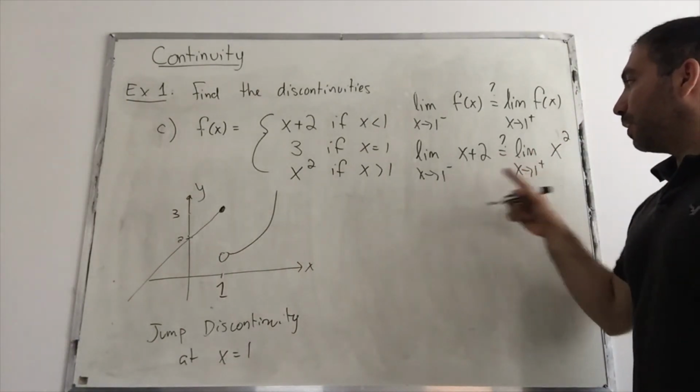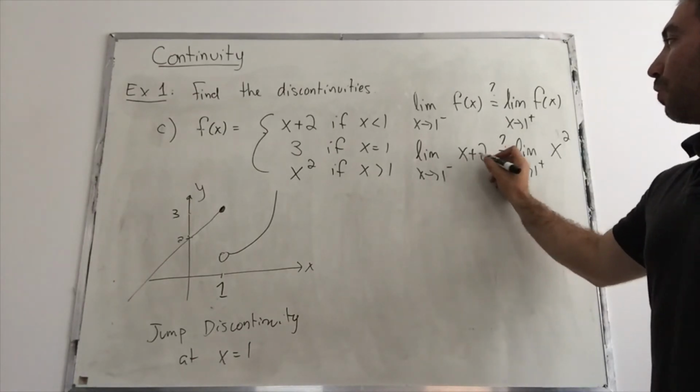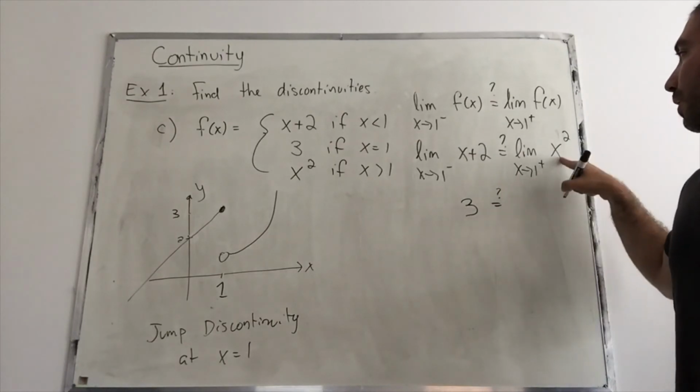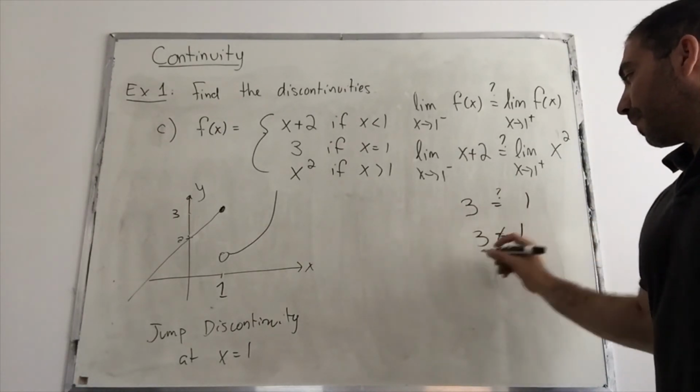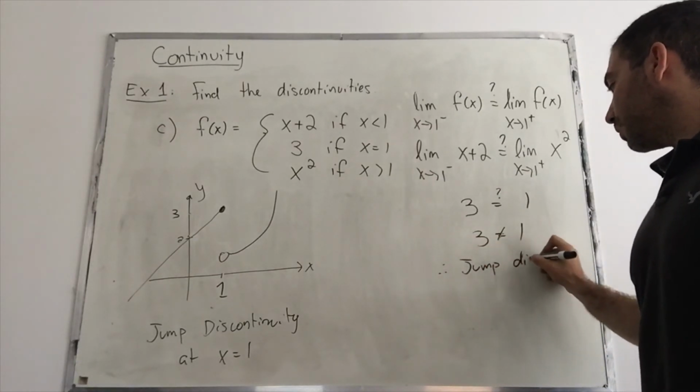So we evaluate the limit. This is a one-sided limit. We just substitute the values in. If we replace our x with 1, 1 plus 2 is 3. Is 3 equal to, on this side, we replace the 1 in here. 1 squared is 1. 3 is not equal to 1. Therefore, we have a jump discontinuity.